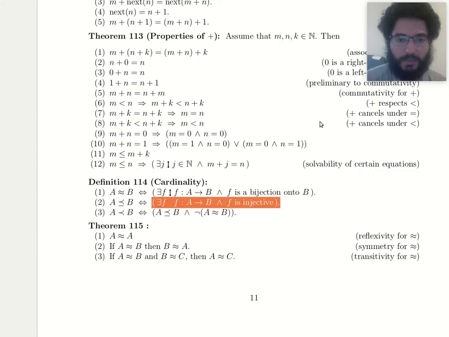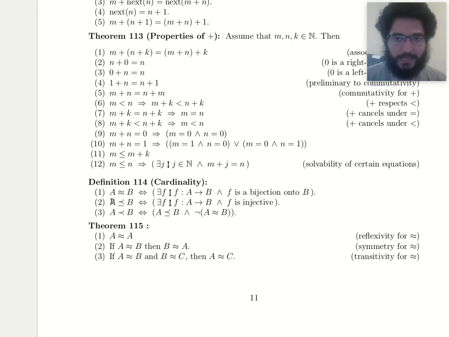So the notation here sort of suggests the right thing. It looks a little bit like a less than or equal to symbol, and it's saying A has fewer elements than B. So you can read it that way if you want. A has fewer elements than B.